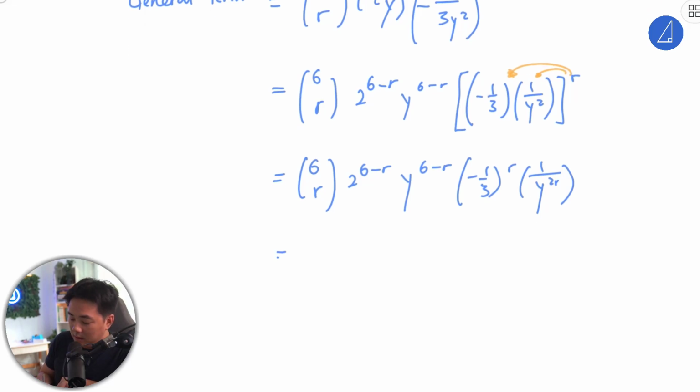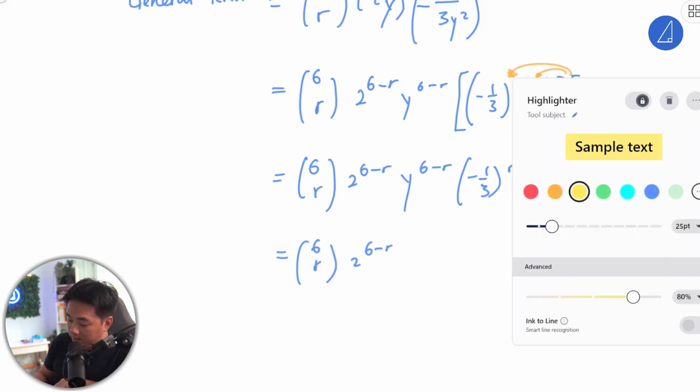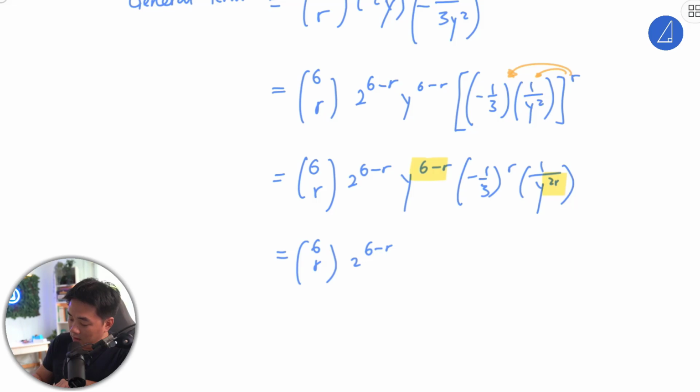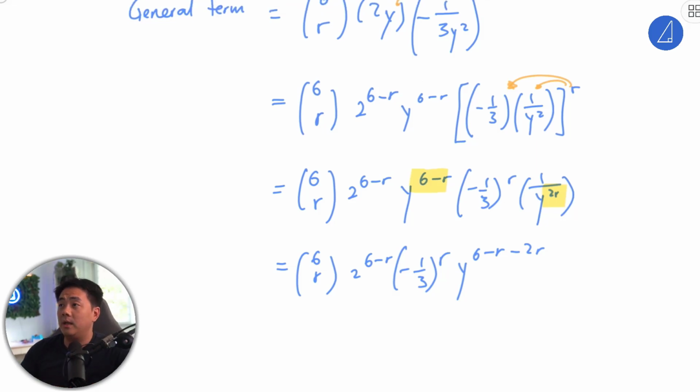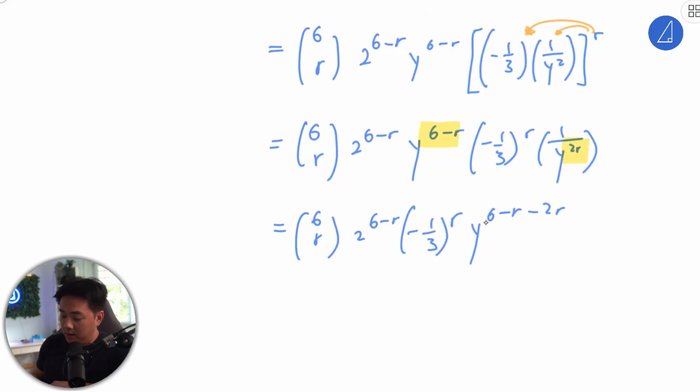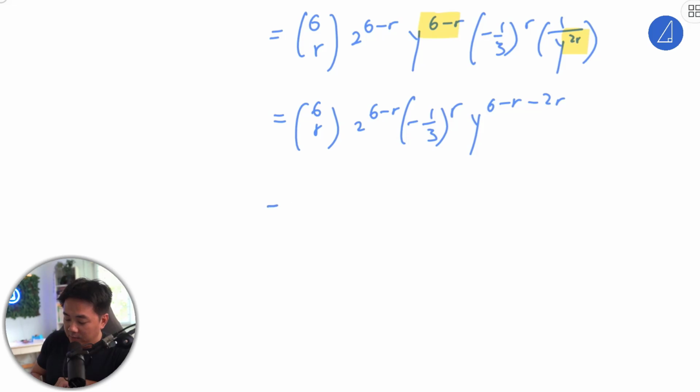So what we're going to do is rewrite everything and group the y terms together. So that'll be minus 1/3 to the power r, then y^(6 minus r minus 2r). The whole goal here, the term independent of y, would mean that we just need this power to be 0. Simplifying, this would be 6 choose r, 2^(6 minus r), minus 1/3 to the power r, y^(6 minus 3r).